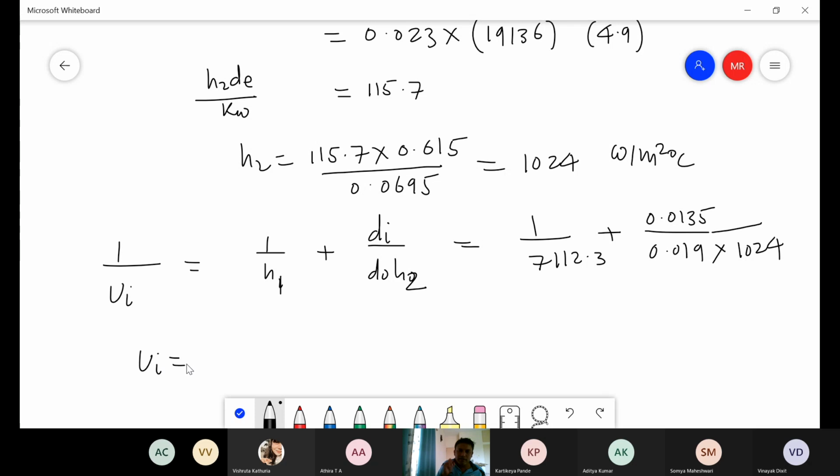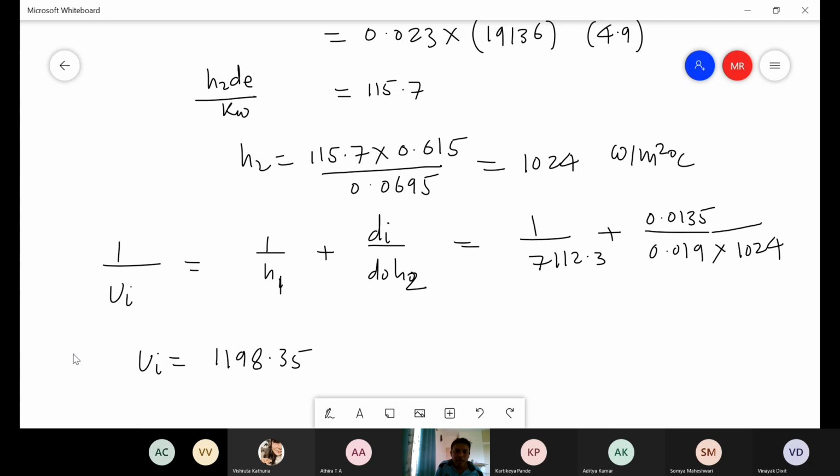So UI is obtained as, calculate the value of UI. So 7112.3 inverse plus 0.0135 divided by 0.019 divided by 10. Sir, it's 8.34 into 10 raised to the power minus 4. And what will be UI? So inverse of that, isn't it? Okay, sir. So that becomes 1198.35, isn't it?